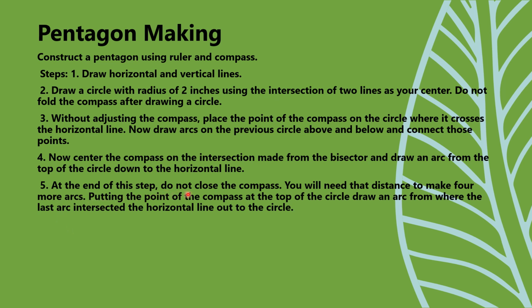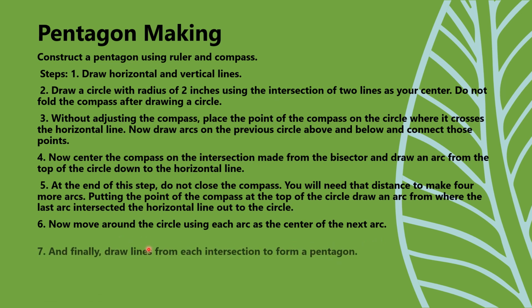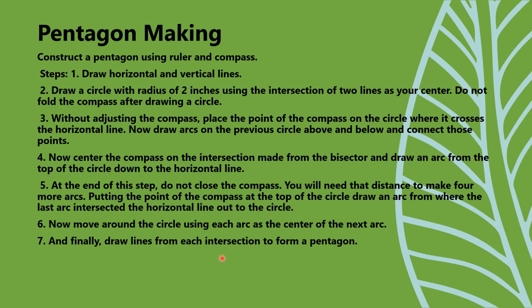Then at the end of this step, do not adjust the compass. You will need the distance to make 4 arcs. So putting the point of the compass at the top of the circle, draw an arc from where the last arc intersects the horizontal line of the circle. Now move around the circle using each arc as the center of the next arc. Okay, how I wish I had the picture to show how to do it. And finally, draw lines through the intersections to form a pentagon. Remember the first part of this video? Just follow the steps and you will not go wrong.